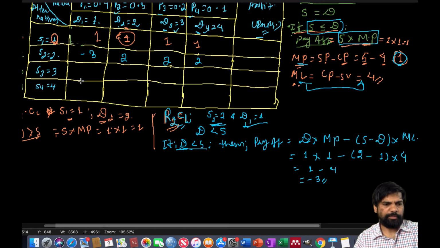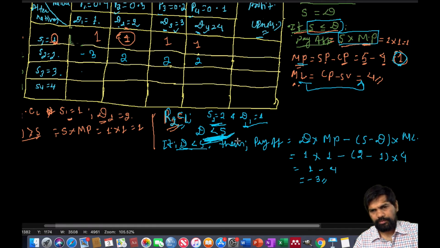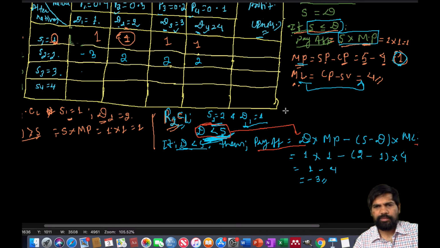Now in this cell, third row, first column, supply is 3 and demand is 1. Here supply is greater than demand. Then which formula do we use? Supply is greater than demand, so we use this formula. Under this condition, we use this payoff formula. When we use this formula, we will have minus 7.